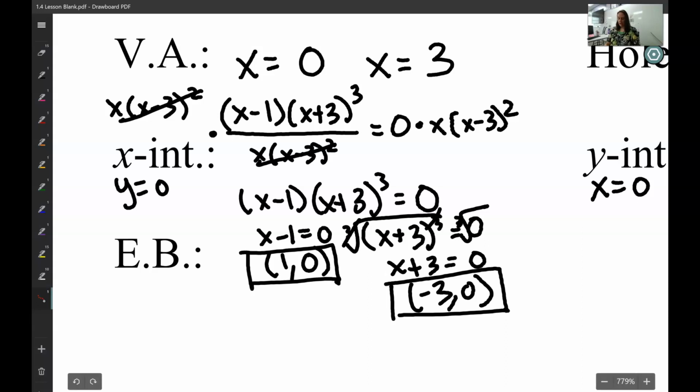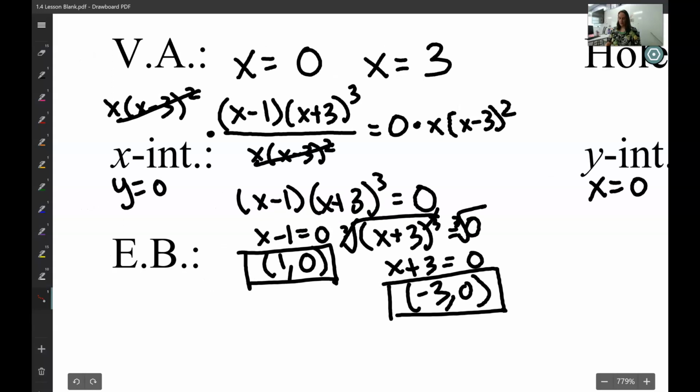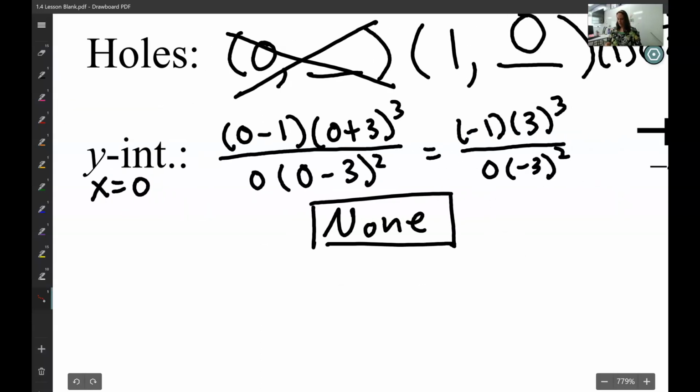Now that I have this, I would set each one equal to 0. So I have x minus 1 equals 0, and x plus 3 cubed equals 0. So I can cube root that, so then those just go away. And then I have, so x is going to be 1. This is an intercept, so I write it as a point, and negative 3, write it as a point. Now for the y-intercept, I plug 0 in for x. So then when I went to simplify this, I'm noticing, hey, I'm dividing by 0, which means I do not have a y-intercept.